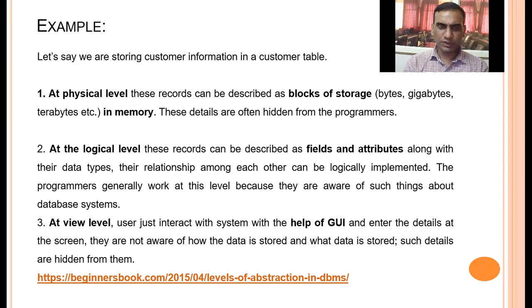According to that, your fields, your attributes and your data types, the relationships among each other can be logically implemented. Suppose you have 10 tables in your database, each and every table is connected with one another by some relationship. Suppose the customer table is associated with the supplier, and the customer table is associated with the accounts. We can communicate by using this relationship. The programmer generally works at this level because they are aware of such things about the database system. So the database programmer generally works at the logical level. At the physical level, the database administrator; at the logical level, the database programmer.